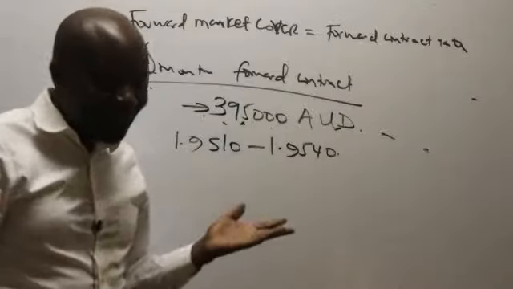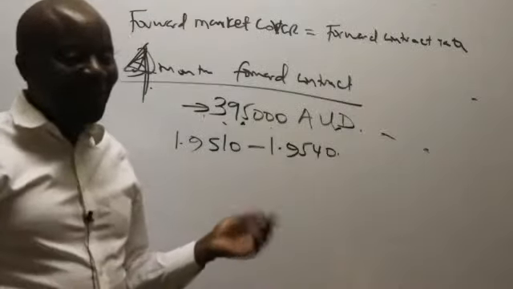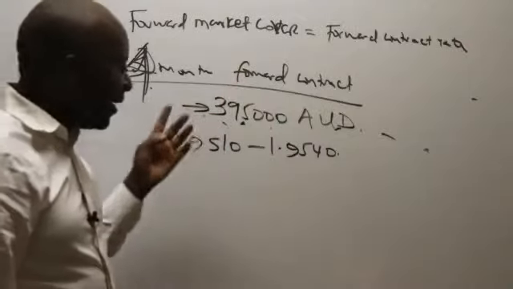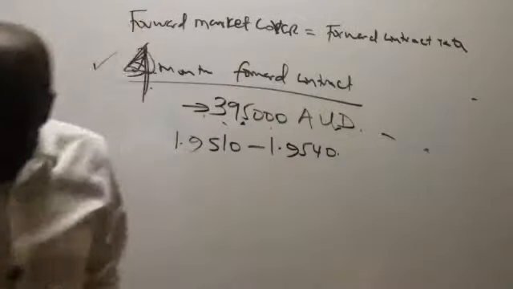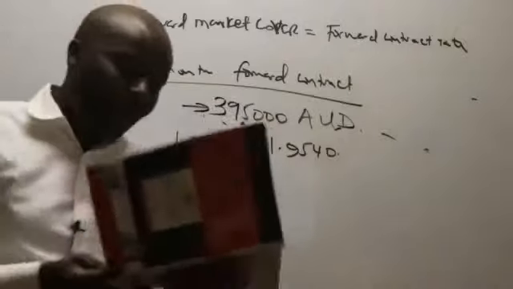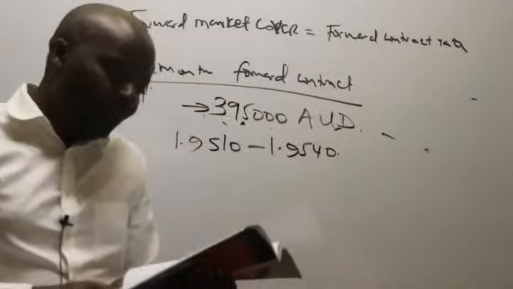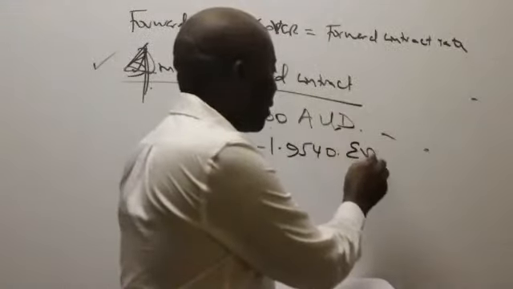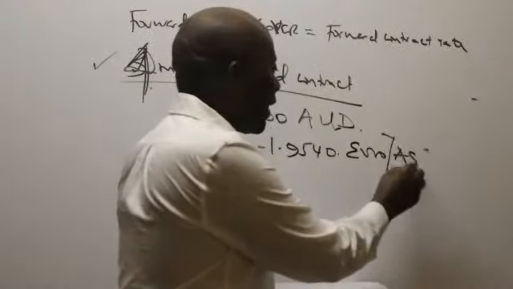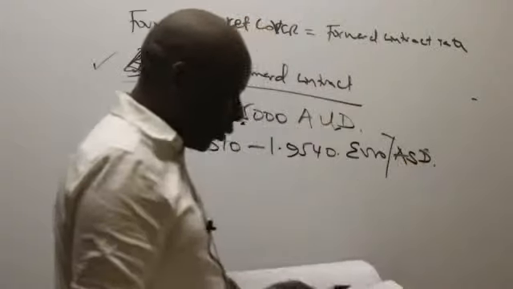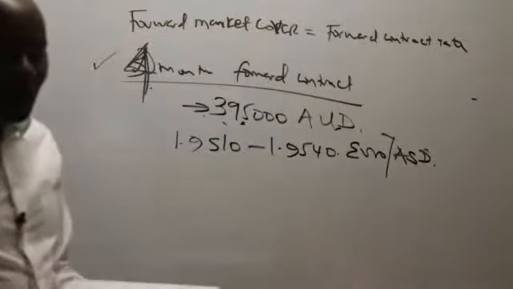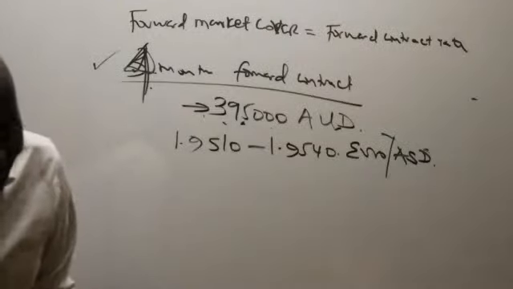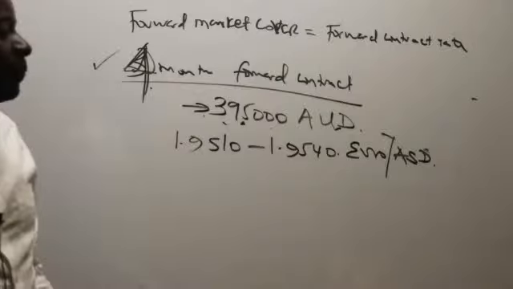There is 3 months, and there is 4 months. So in your 4 months, here they have told us it is what to what. It is euro per Australian dollar. Euro per Australian dollar. Thank you very much.